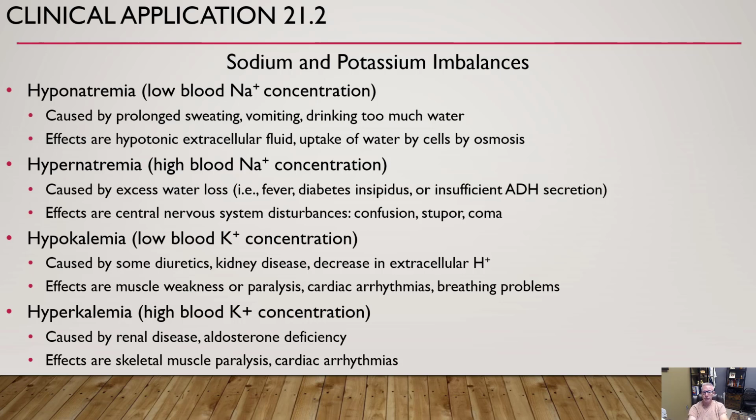Now, if we have too much sodium in our blood, we can see that in our central nervous system. Too much sodium could eventually lead to confusion, stupor, or coma. Hypokalemia, low blood potassium, and hyperkalemia, high blood potassium, both can cause life-threatening cardiac abnormalities.